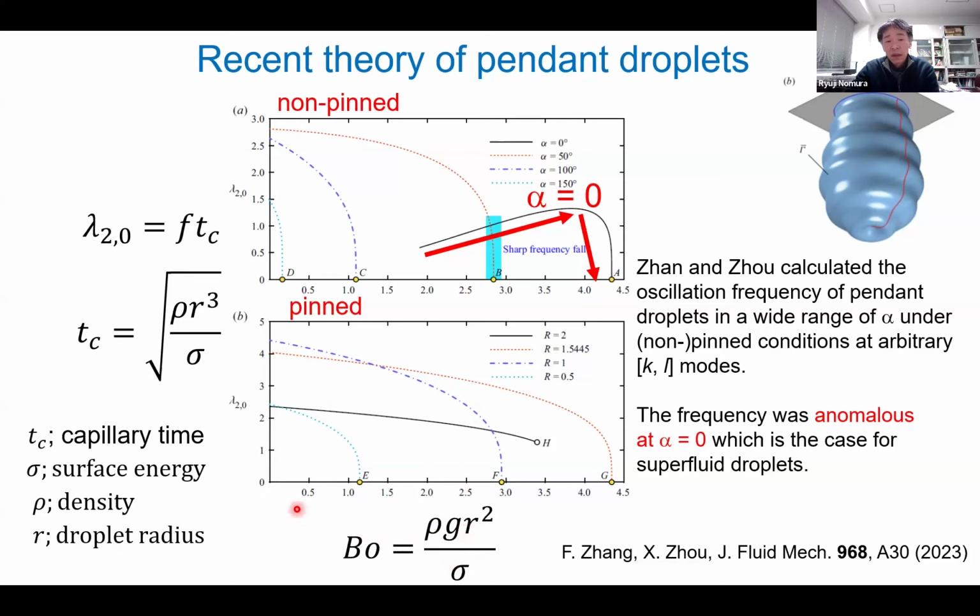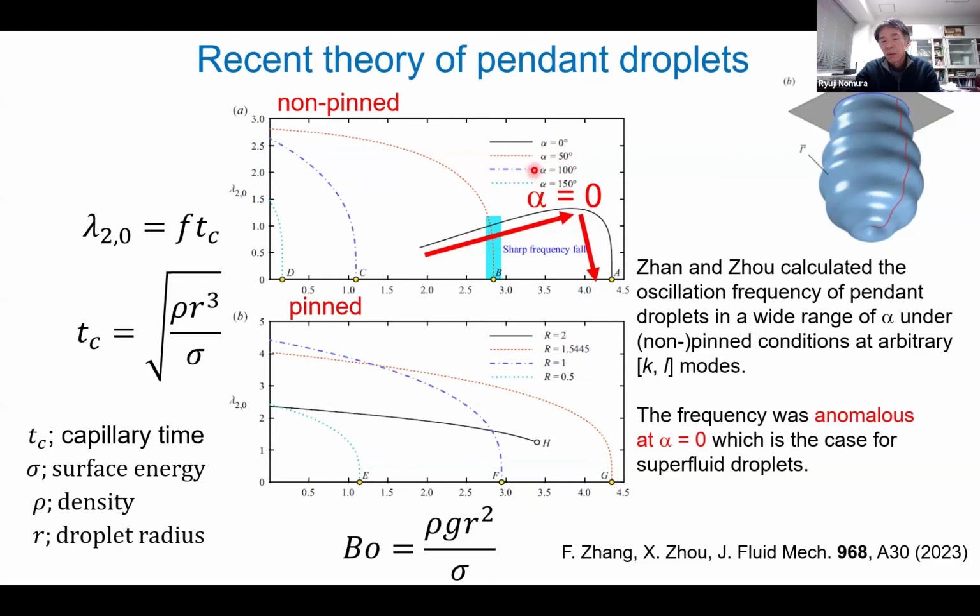So in their calculation, in most of the cases, this scaled frequency monotonically decreases as a function of the Bond number. And it becomes 0 around here. It means that the droplet is unstable and it's pinched off at this position in most of the cases. But you see one anomalous behavior for the alpha equals 0 case, the non-pinned case. Only in this case, the frequency is non-monotonic. Initially it increases, and after this maximum, it starts to decrease.